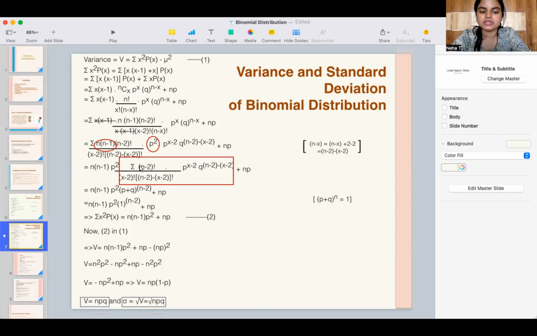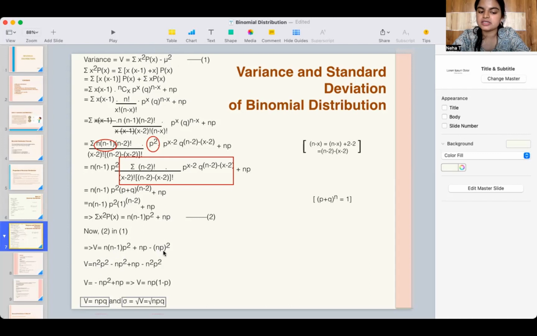Now we'll bring equation number 1. We've substituted only this first term. So now we'll use even the second term, that is minus mu square. Minus mu square is nothing but np the whole square. So we'll take the whole equation 1 now and substitute it. So now we'll get V is equal to n square p square minus np square plus np minus n square p square. This is what we'll get.